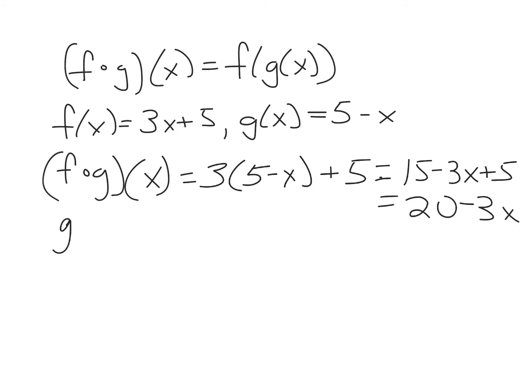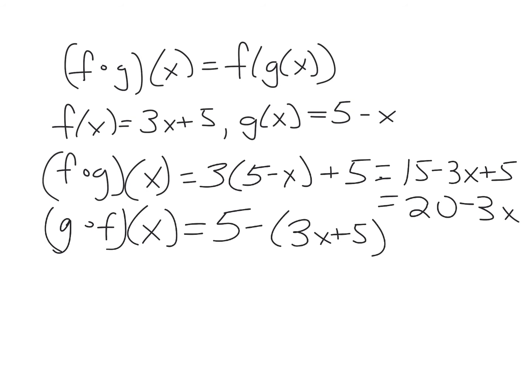I'm going to do the other way around just so we get it clear. g of f of x. So it's the opposite. So everywhere I see an x in the g of x function, I'm going to plug in 3x plus 5. So it's going to be 5 minus 3x plus 5. A lot of sign errors with these types of problems, folks. It's true, that negative sign. Oh, we're going to just get negative 3x because 5 minus 5 is 0.